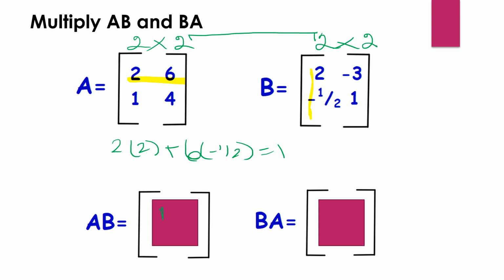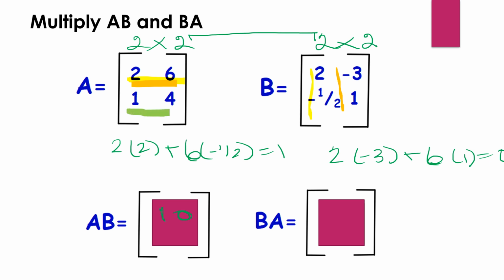And then I can do row 1 multiplied by column 2 to get my next element, and that will give us 2 times -3 plus 6 times 1, so that's -6 plus 6, which equals 0. So the elements of the first row of AB, the product, gives us 1, 0. Now we've taken care of everything in row 1, so we don't have to look at that one anymore.